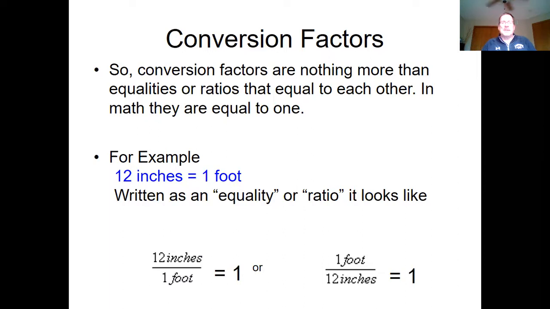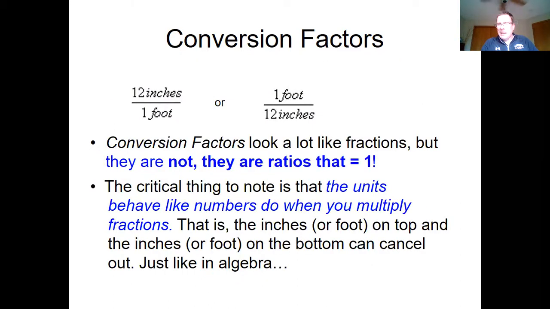So conversion factors are nothing more than equalities or ratios that are equal to each other, equal to 1. 12 inches is a foot. I can write either 12 inches over 1 foot or 1 foot over 12 inches. And I'm trying to be intentionally redundant to drill this in your head. Conversion factors look a lot like fractions, but they are not fractions. They are ratios that equal 1. Because again, they're the same amount with different units attached.